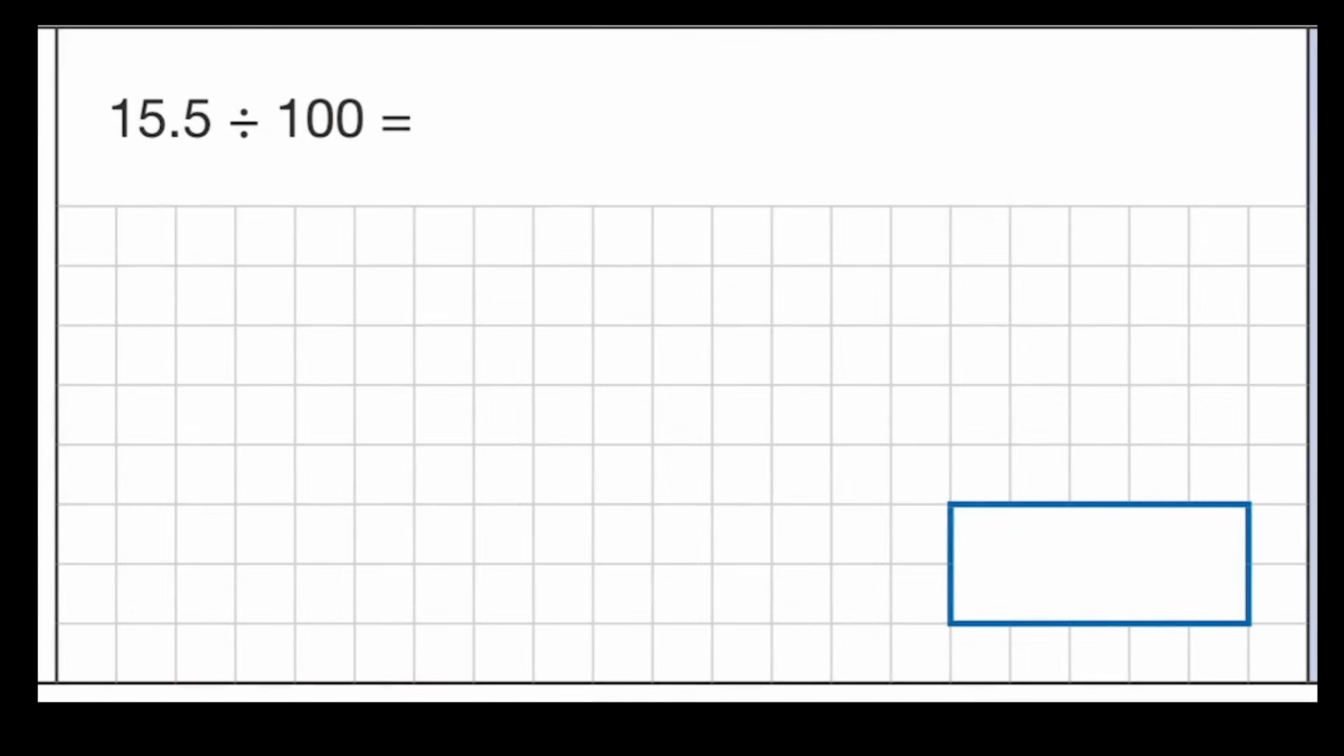So now it's your turn. You're going to do 15.5 divided by 100. So let's make the place value chart with the tens column, the ones column, the decimal point, the tenths column, the hundredths column, and the thousandths column. We also need the 10,000ths column.